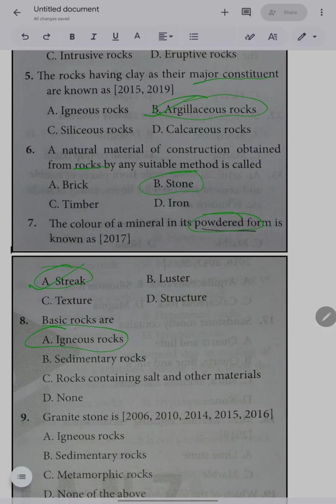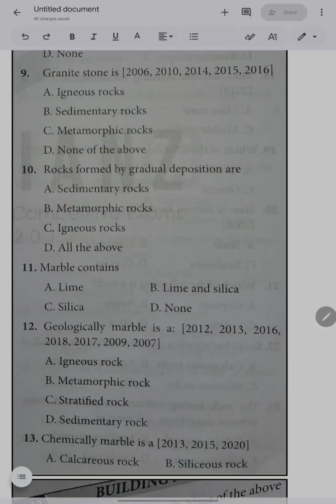Next question. Granite stone is igneous rocks, sedimentary rocks, metamorphic rocks, none of the above. So granite stone is igneous rock. These all are very important. This is the previous year question.